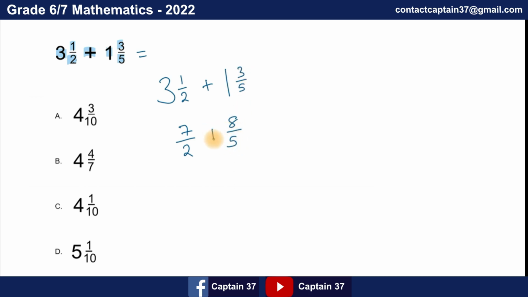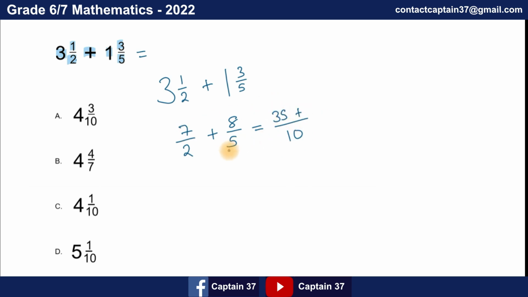8/5. We're adding these. We can't add them directly. So we need to find a number in which this one and this one can both go into without leaving a remainder. Sometimes what you do is you just multiply this. And so it's going to be 10. This 2 times this 5 is 10. 2 into 10 is 5. 5 multiplied by 7 is 35. So we'll write 35 there.